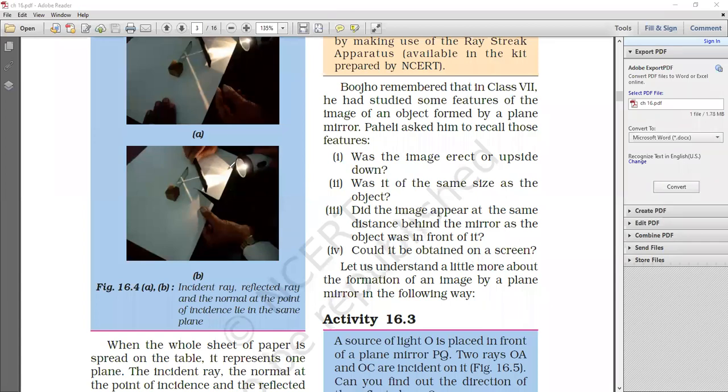Okay class, I think you know the characteristics of all the images formed by a plane mirror, still I will repeat them once more. First, the image formed by a plane mirror is of the same size and shape as the object. What will it be? The same size and the same shape as the object. The image in a plane mirror is always erect. Okay, two points are clear to you.